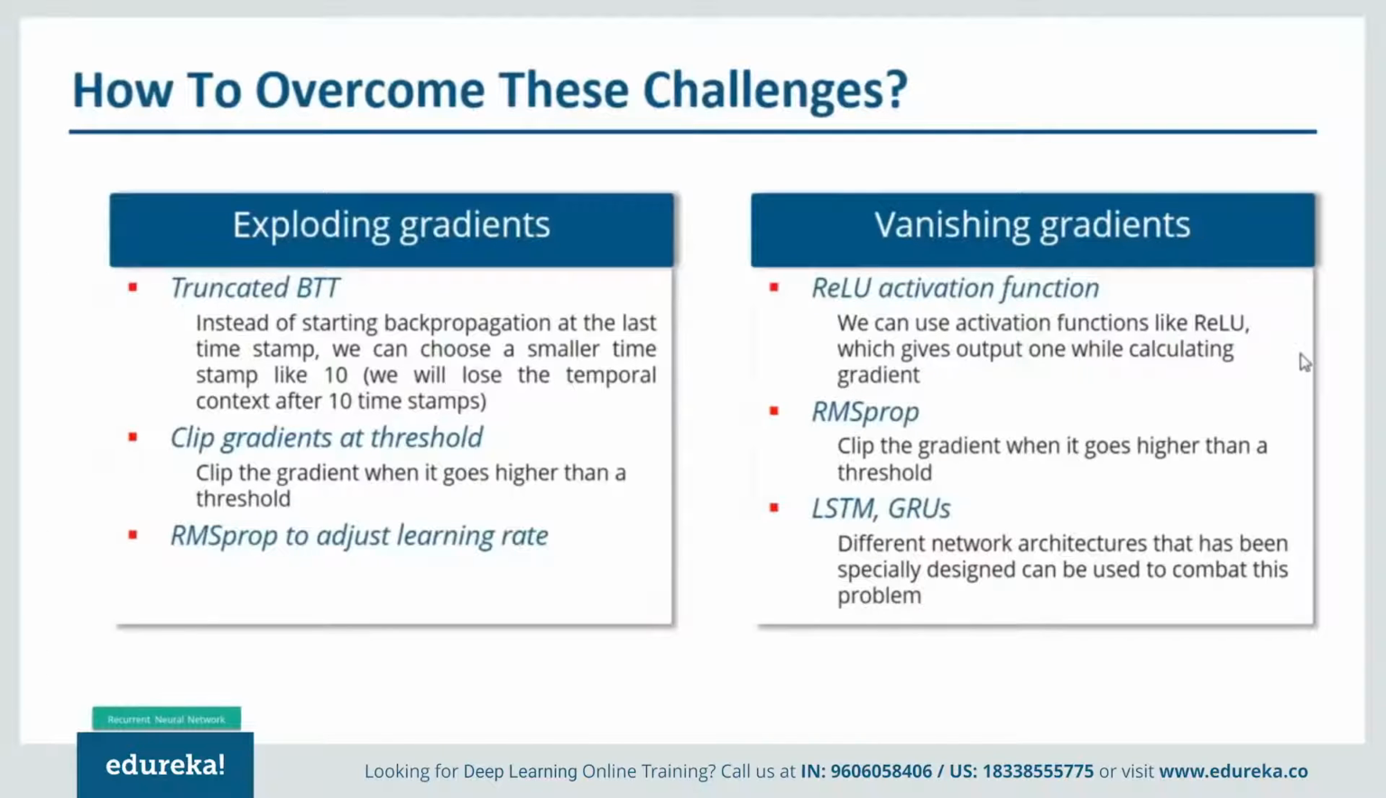Now exploding gradients can be solved with the help of truncated BPTT, backpropagation through time. Instead of starting backpropagation at the last timestamp, we can choose a smaller timestamp like 10. Or we can clip the gradients at a threshold. So there can be a threshold value where we can clip the gradients. And we can adjust the learning rate as well. Now for vanishing gradient, we can use a ReLU activation function. We have discussed the ReLU activation function in the artificial neural network tutorial, guys. Similarly, we can also use LSTMs and GRUs. In this tutorial, we'll be discussing LSTMs, that is, long short-term memory units.